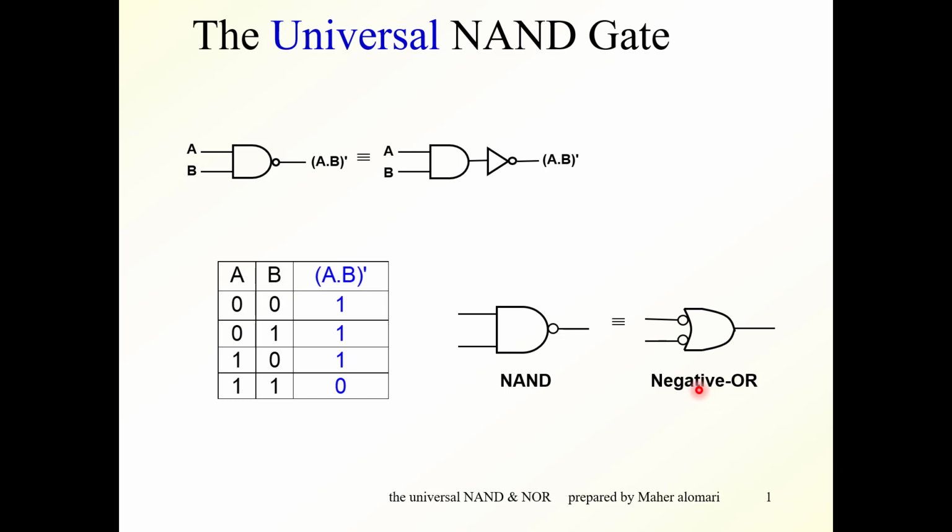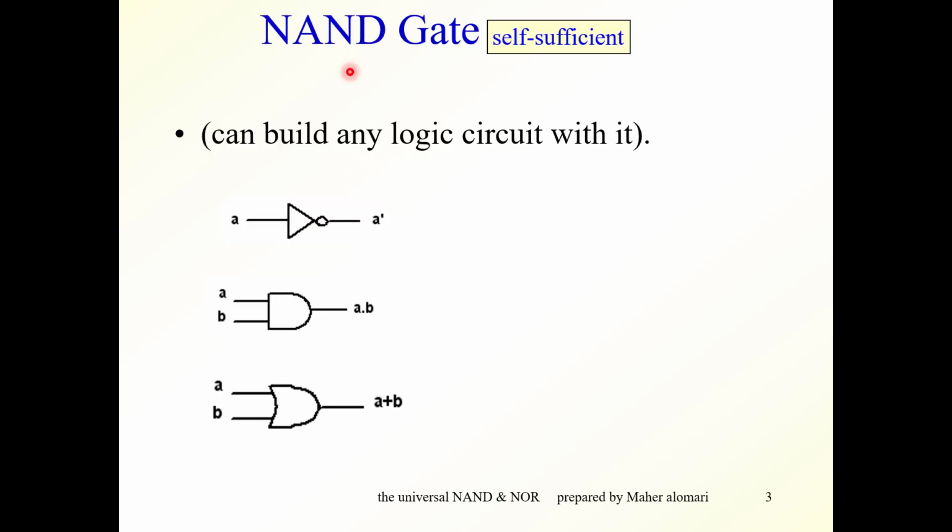It's the negative OR. If we put an inverter on A and an inverter on B into an OR gate, we get the same result, because this one here is A bar ORed with B bar. The NAND gate is a universal gate. Why is it a universal gate? What does it mean to be universal?